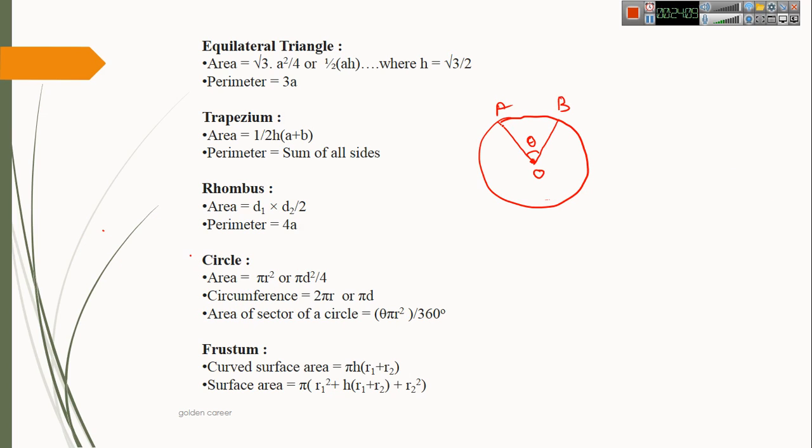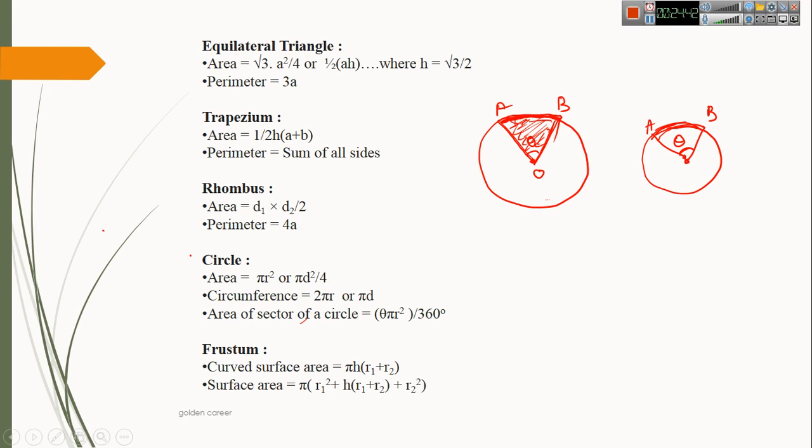Area of the sector is the area covered by this arc and the two radii. This region is called a sector. If we need to find the area of the sector, if we have this circle and this sector, and this arc AB subtends an angle theta at the center, then how can we calculate the area of the sector?